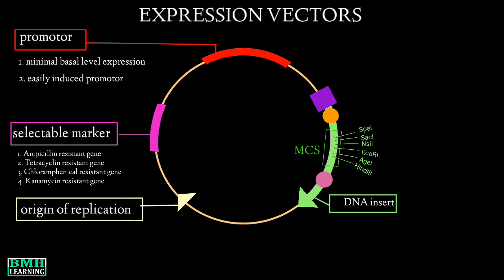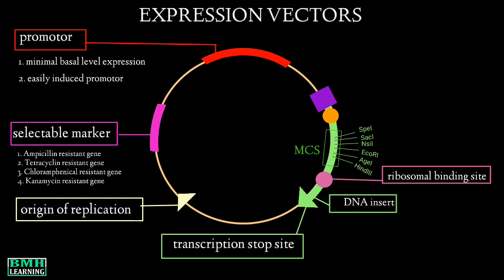inducer such as IPTG. Then there are other elements necessary for gene expression such as RBS, or ribosomal binding site, so that protein synthesis can be initiated. Next is the transcription termination sequence, which would mark the end of a gene during transcription.